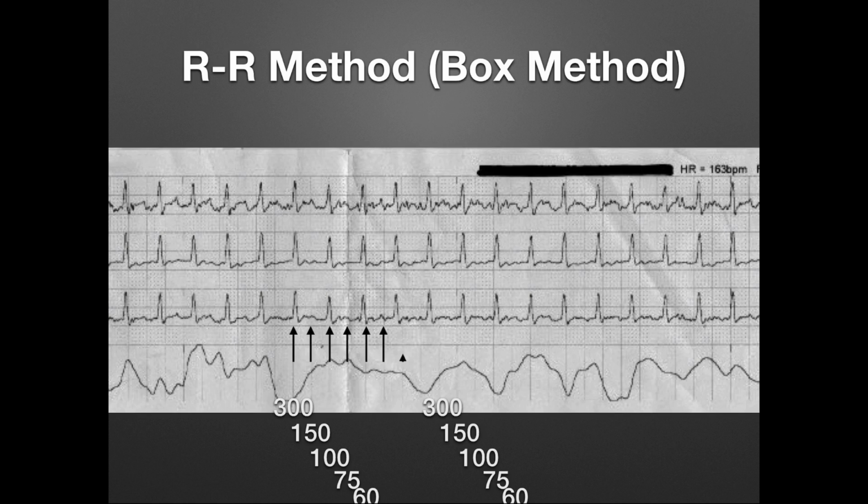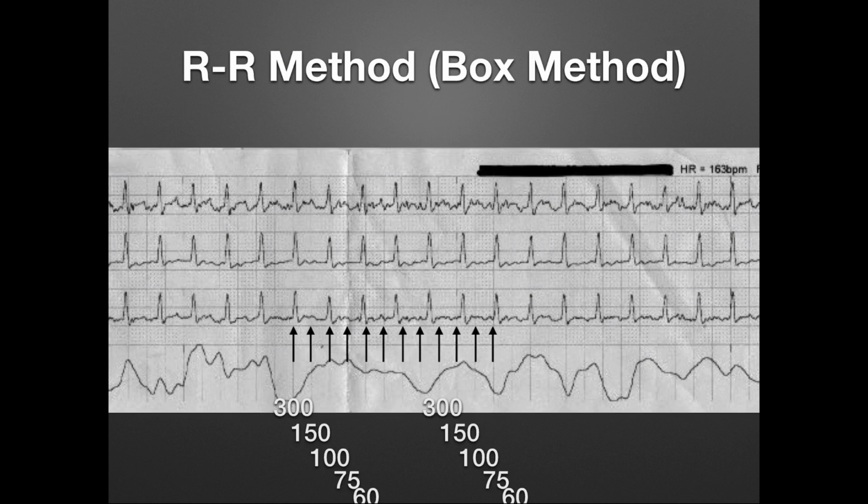The R to R method, or the box method. This was the first method that we mentioned in our previous slide. When we're looking at our large boxes, and I've marked them out here so they're a little easier to see, if there is a QRS complex that lands right on the line of one box, and another QRS complex comes right up at the next box, that's going to equate to 300 beats per minute.